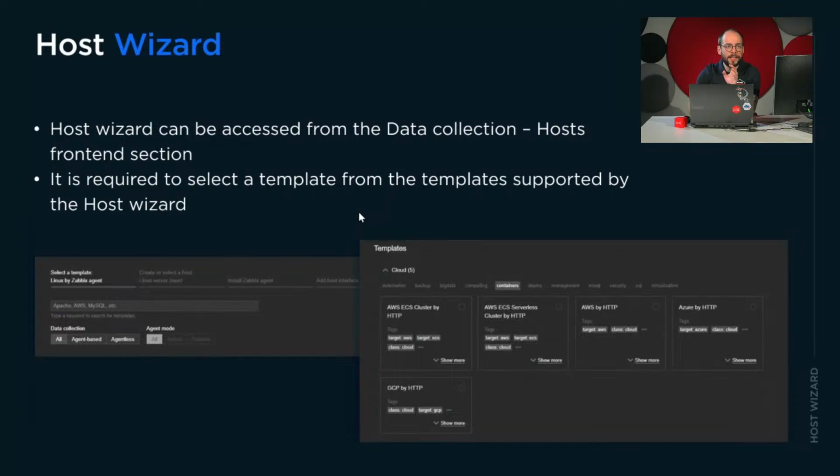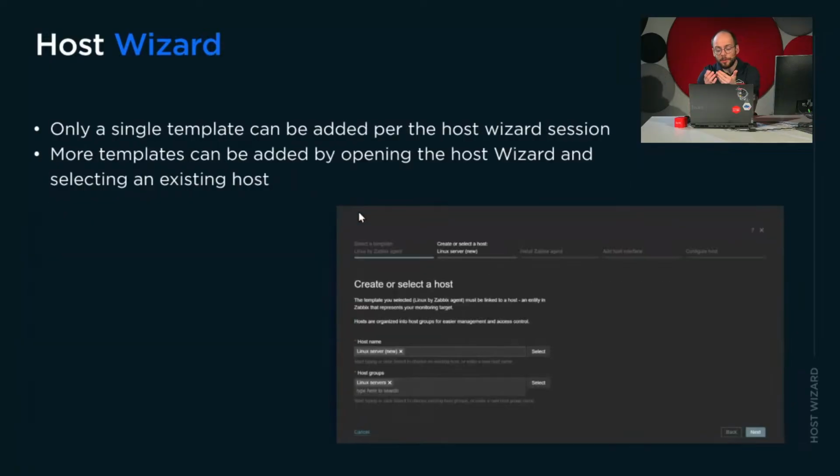You select a template here, and right now you can select only a single template. Select a single template, and the host wizard will guide you through the configuration steps, and the host will then be created with said template. If you need to apply more templates, you can select an existing host in the host selection screen and then select one more template, and that template will also be applied on the existing host. That way you can apply multiple templates, just one by one.